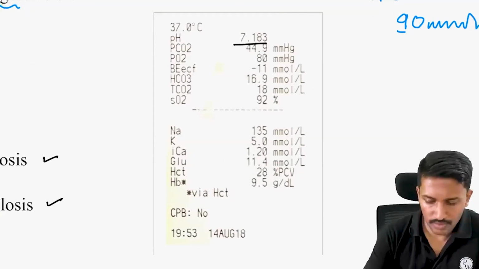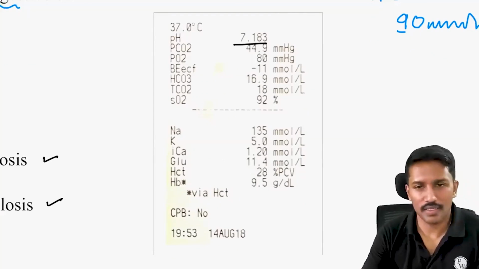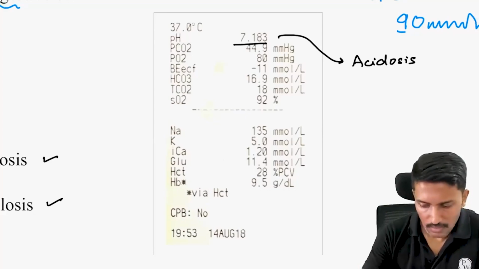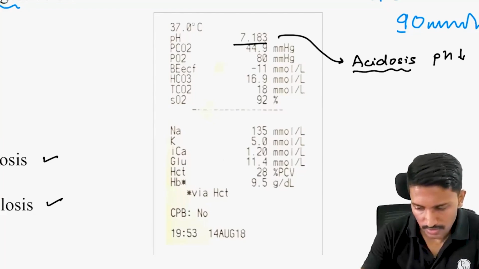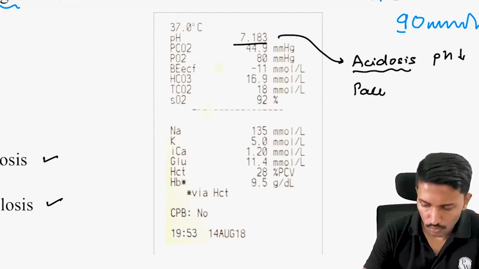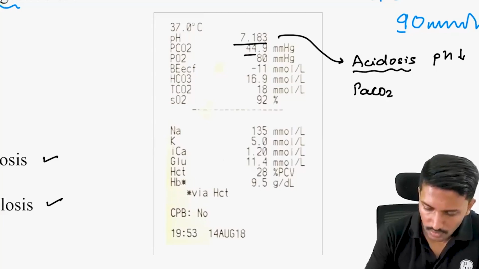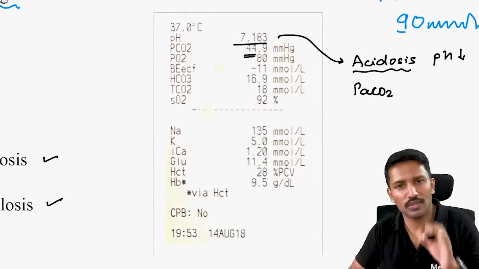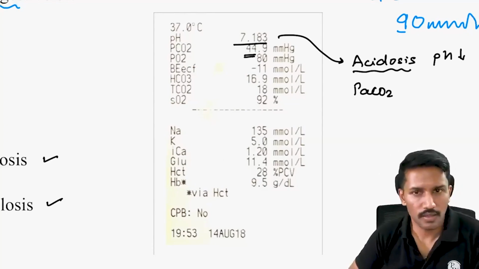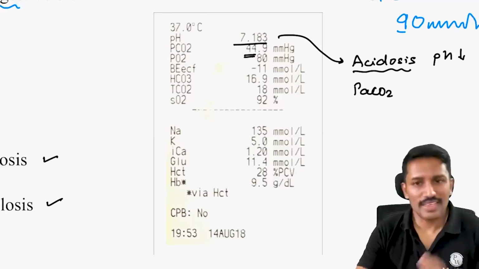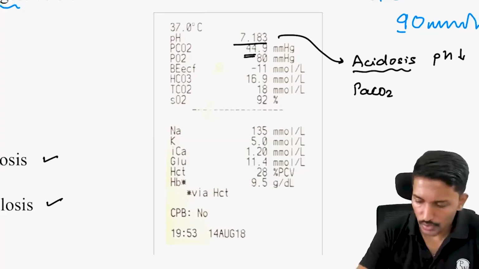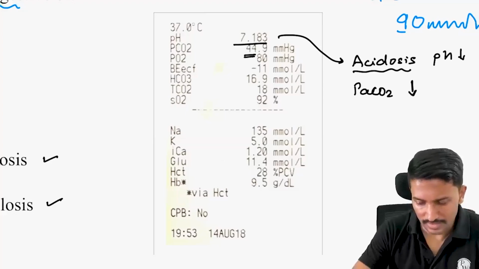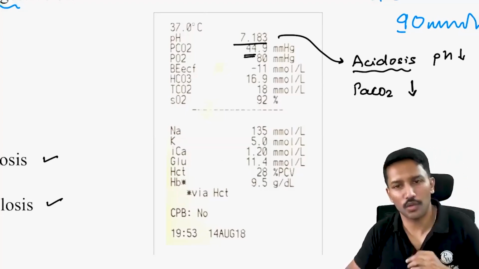Now pH is 7.183. It is definitely less than 7.35. So that makes it a condition of acidosis. Now once I have acidosis, that means pH has decreased, I will look at the PaCO2. The PaCO2 here is 44.9 millimeters of mercury, right? Almost the border end of normalcy. Is it more than the normal range? No, right? So I would take this PaCO2 as not increased but decreased. Only when it is more than 50 millimeters of mercury, I would take it as increased.